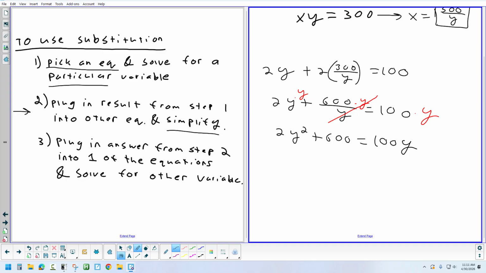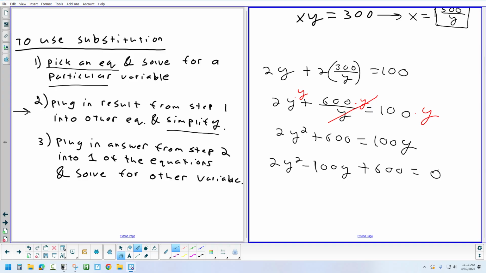Okay. Regardless of which way we're going to do it, quadratic formula or factoring, what do you always try to get a quadratic equal to? 0. Get it equal to 0. So I would move everything to the left. To move the 100y, you would subtract. Now we've got everything on the left.